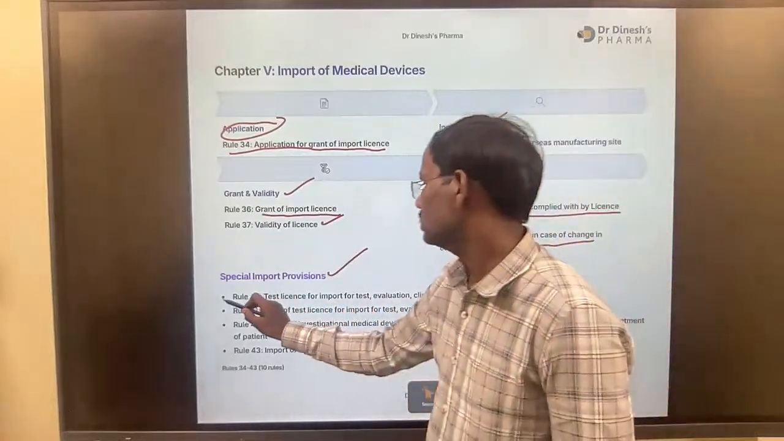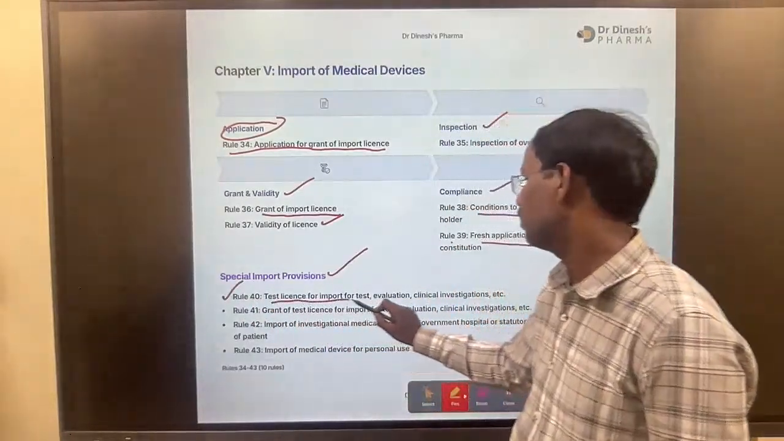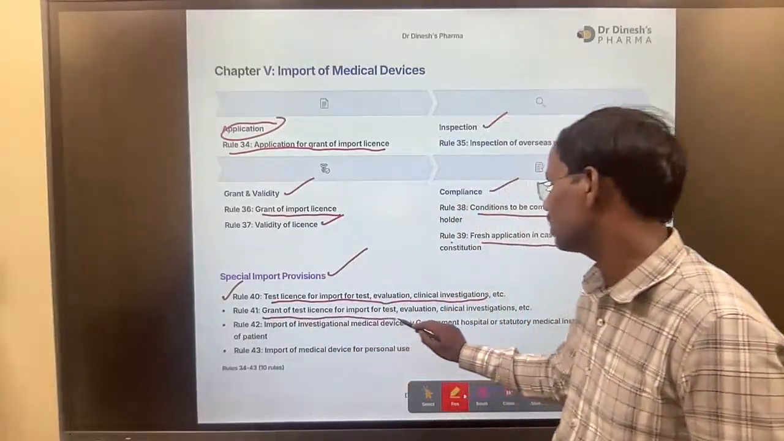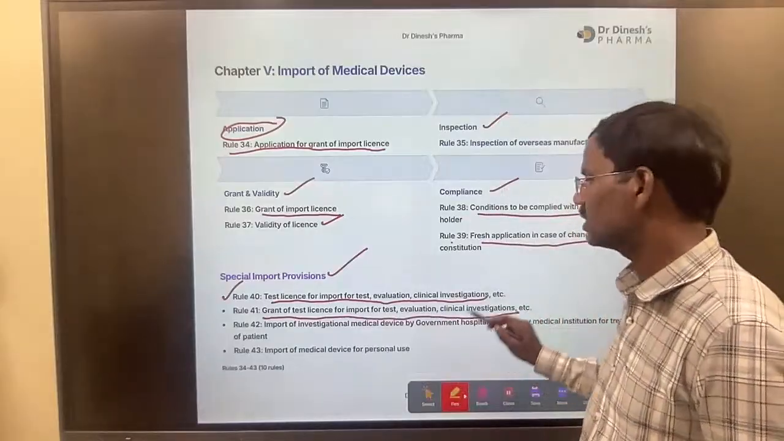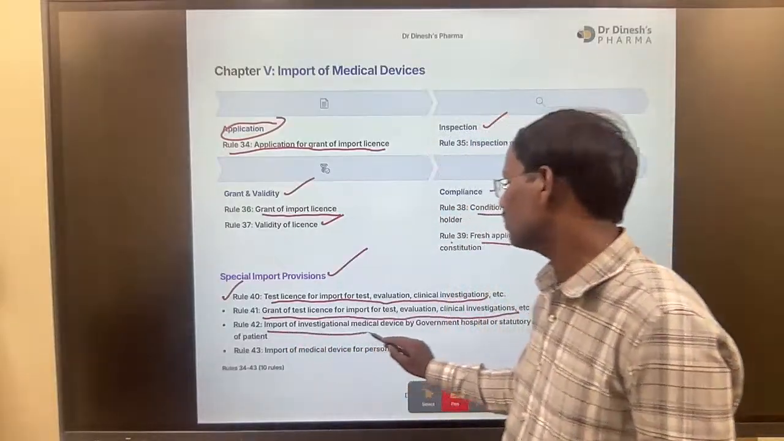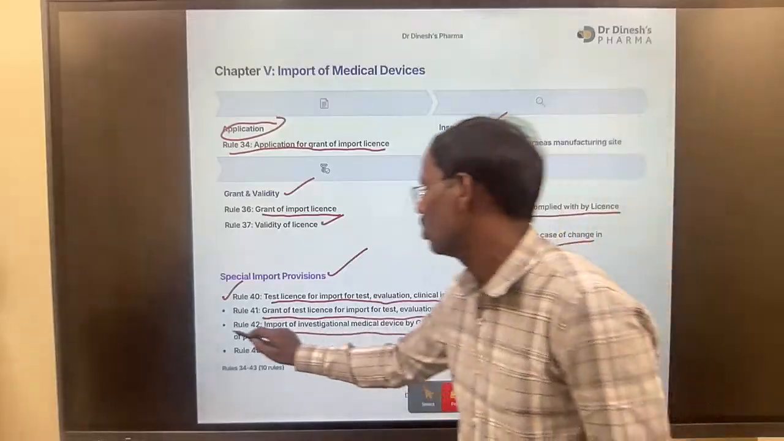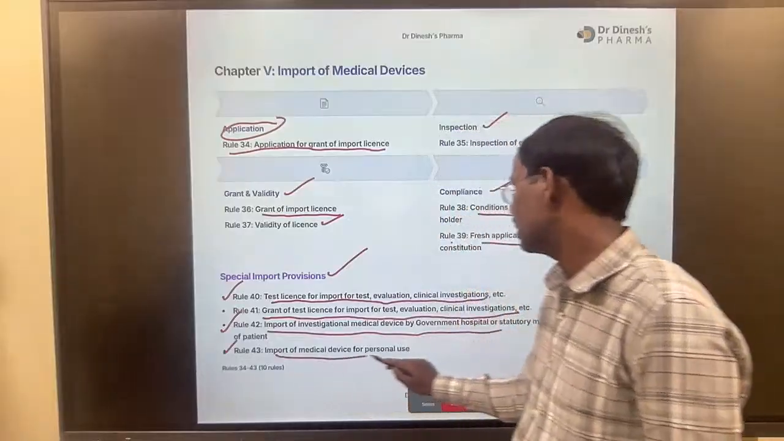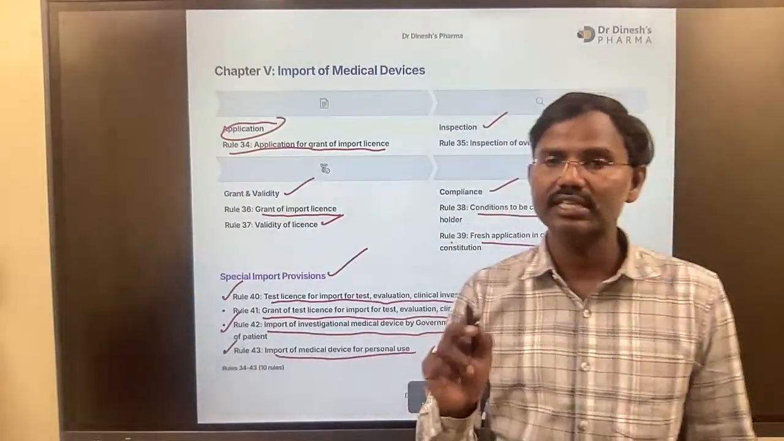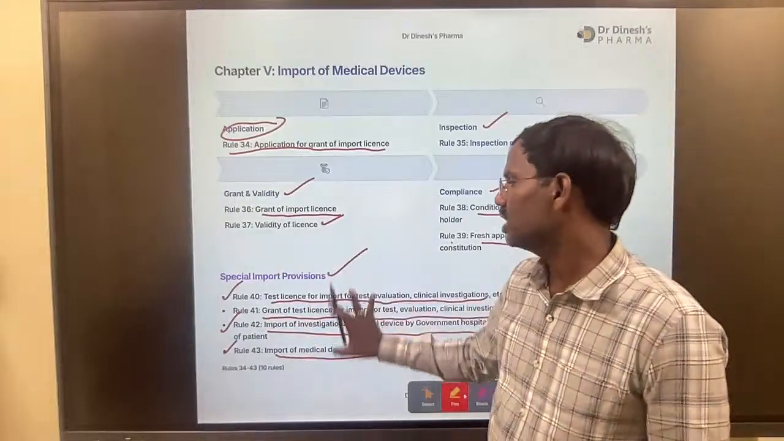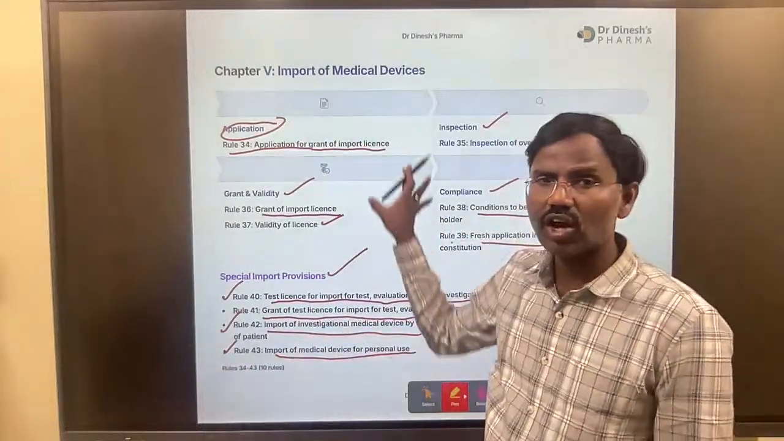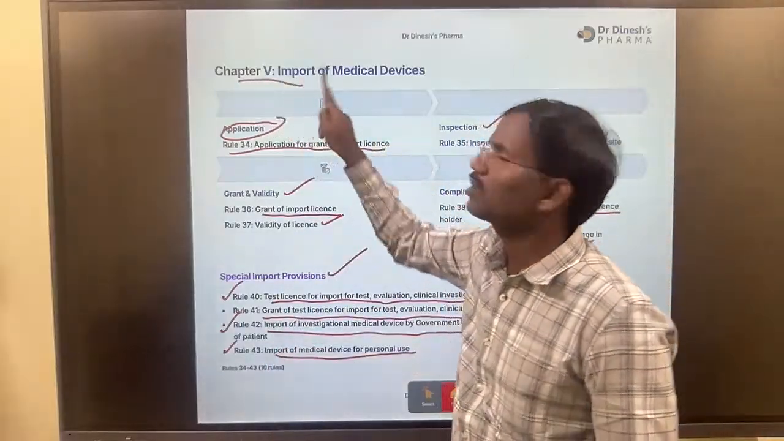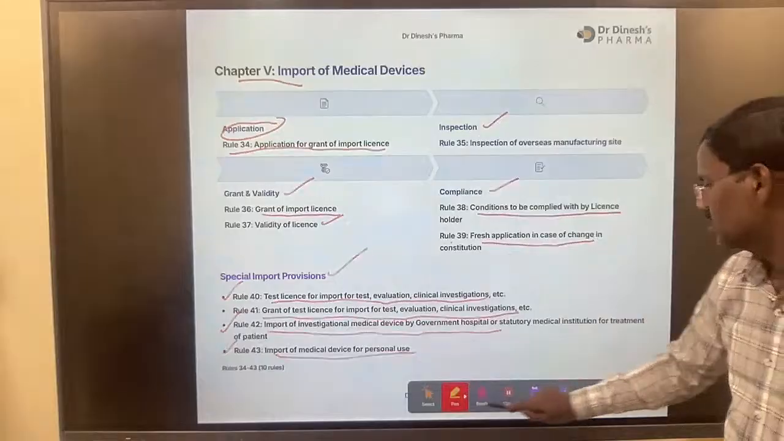So this is rule number 40, a test license for import for test, evaluation, clinical investigations. And rule number 41, grant of test license for import, test, evaluation for clinical investigations. These are the clinical investigations. And 42, import of investigational medical device by government hospital. And then 43, import of medical device for personal use. So these are the special import provisions, and those are the normal import provisions. This comes under chapter 5.